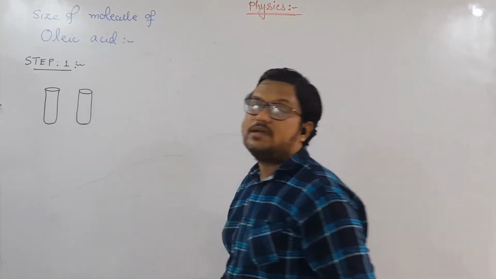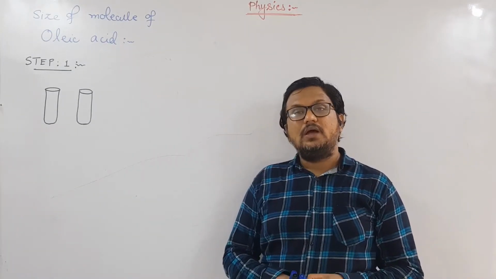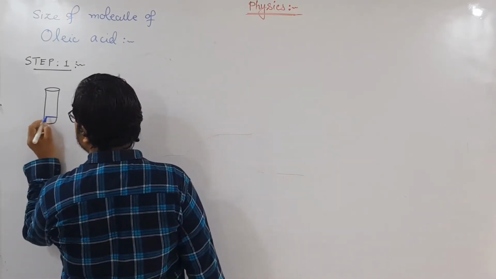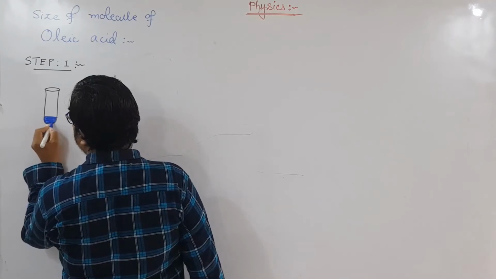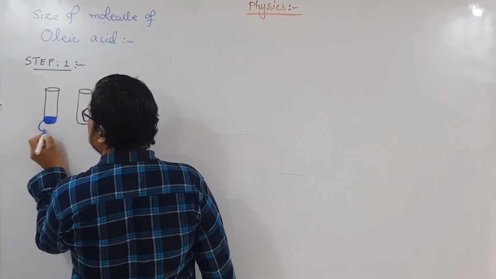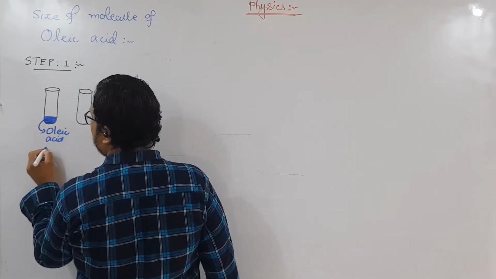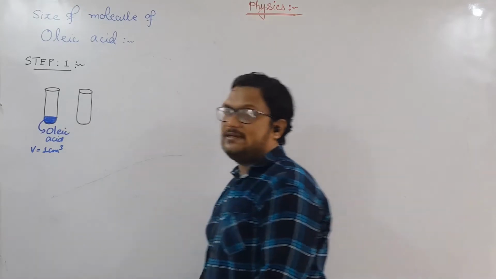Okay, let us take two test tubes. In one test tube we will fill oleic acid. Let us say we are going to fill oleic acid of volume 1 centimeter cube, having volume 1 centimeter cube.